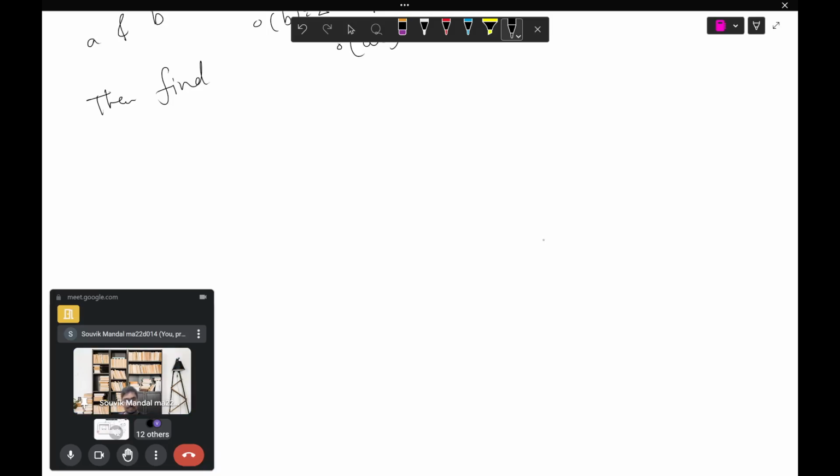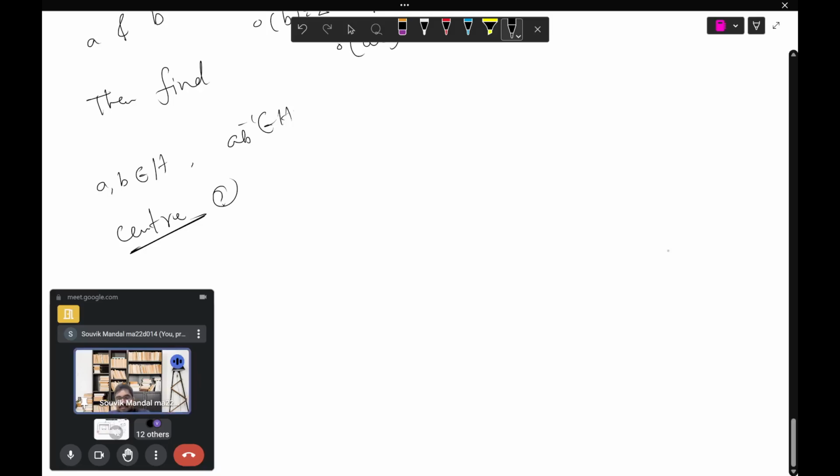So there is one. If a and b belong to the group G, then H is a subgroup of G if and only if a b inverse belongs to H. Good. And also, do you know about the center of a group? Yes. All elements which commute. Yes, right. So, answer this problem.